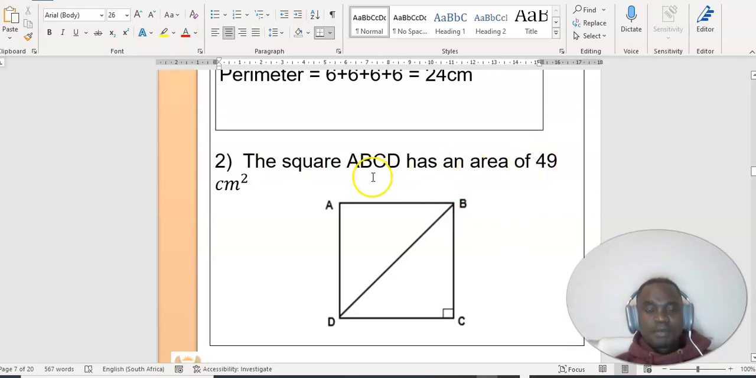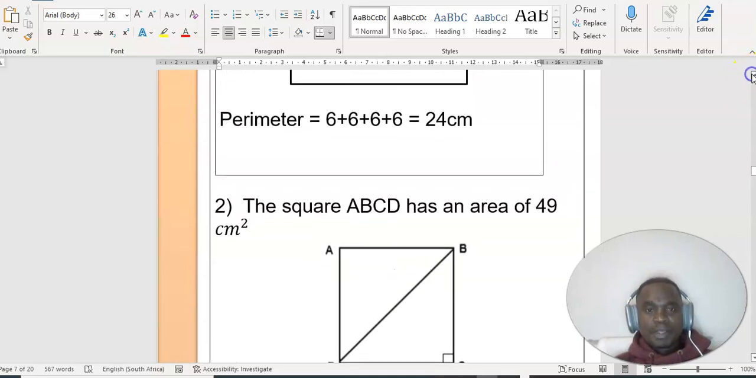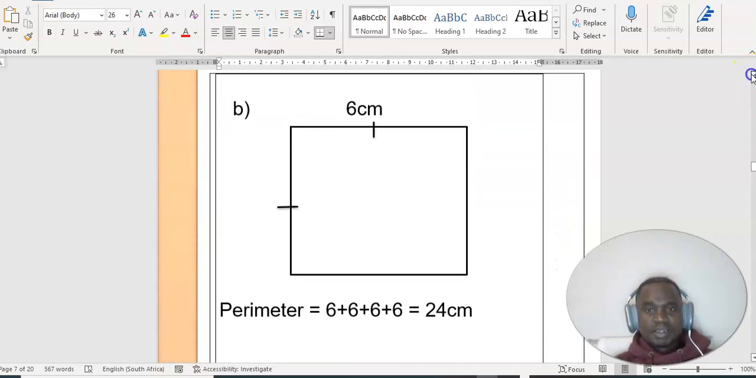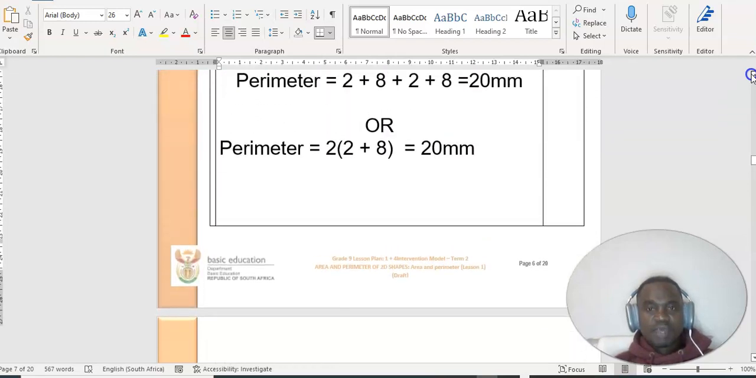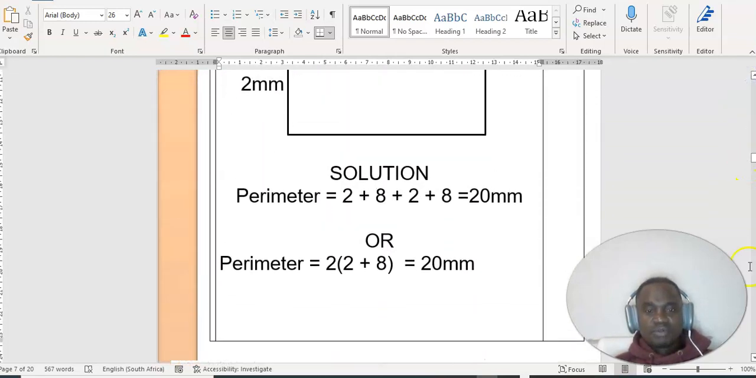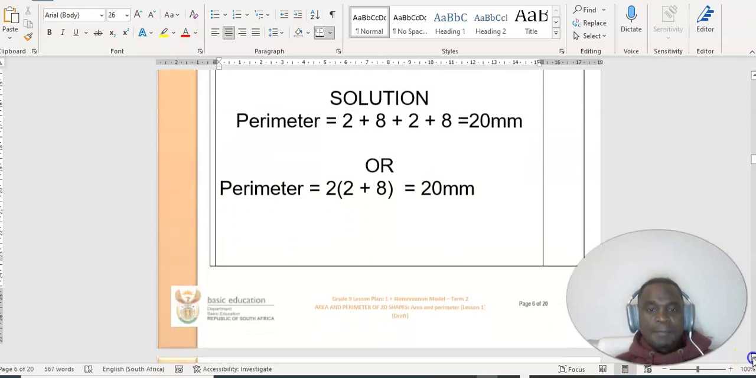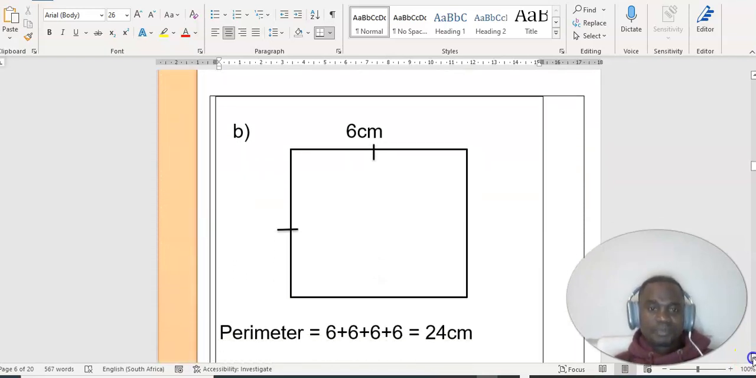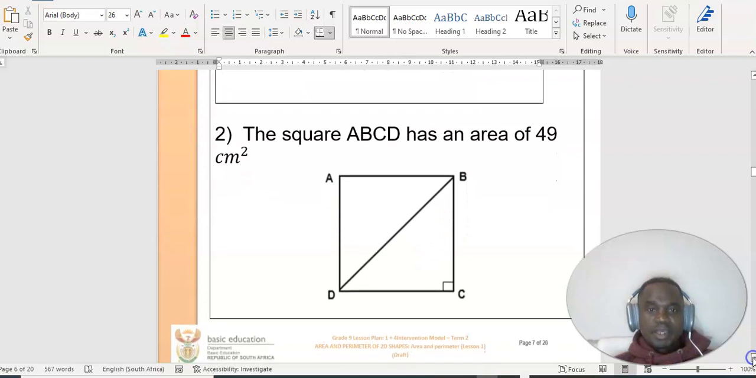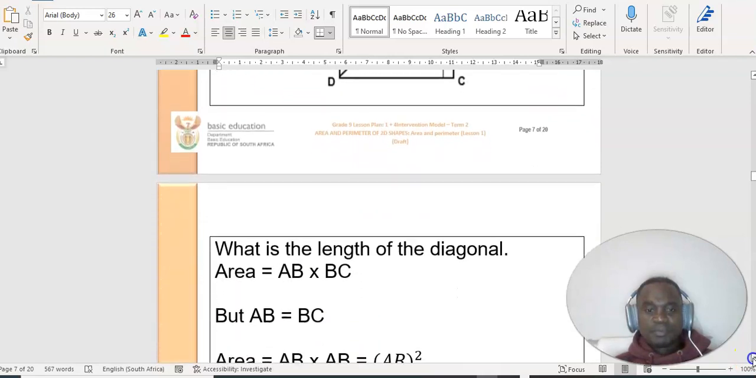The area of the square is given to us. The area of the square is what? Given to us. And we are supposed to find the length. Alright, so how are you going to find the length? We are going to do it. Let me go back to the question. Okay. So the area is given, they said the area is 49 centimeters squared.